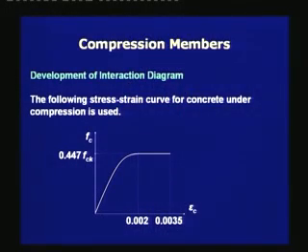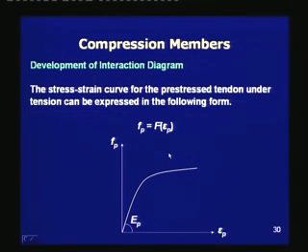The following stress strain curve for concrete under compression is used. It is parabolic and then it is constant up to a strain of 0.0035. The stress strain curve for the prestressed tendon under tension can be expressed in the following terms. This curve is not an elastoplastic behavior. It has a gradual transition from the elastic behavior with increasing plastic strain, and this curve is symbolically represented as Fp is equal to a function of epsilon P.